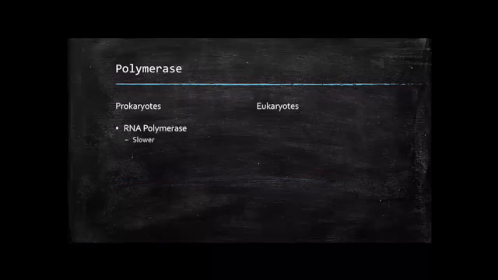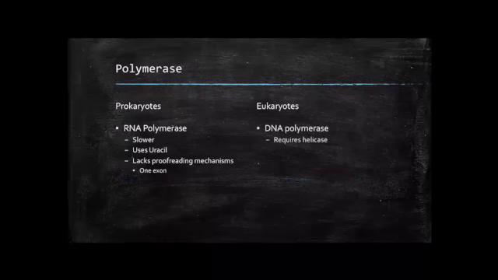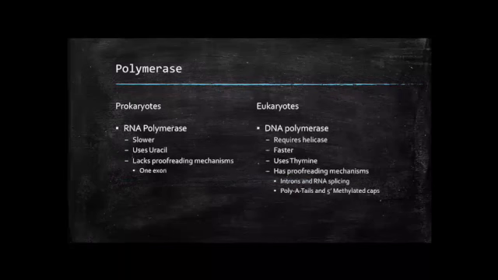Next, there are differences in the basic enzymes used in prokaryotic and eukaryotic transcription and translation. The first and main difference is in their types of polymerase. In transcription of prokaryotes, RNA polymerase is used instead of DNA polymerase, like in eukaryotes. RNA polymerase is quite different from DNA polymerase, besides the fact that it works with RNA instead of DNA. First off, it does not require helicase like DNA polymerase does. DNA polymerase would not be able to perform its job without helicase, whereas in RNA polymerase, that extra enzyme isn't needed.